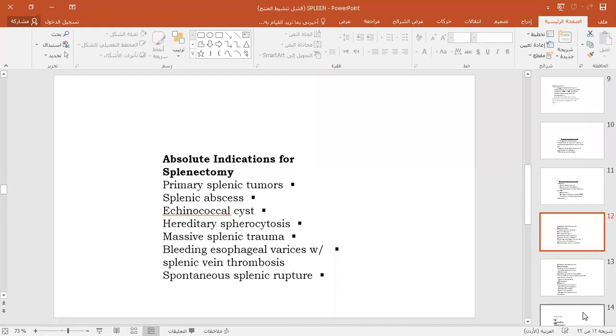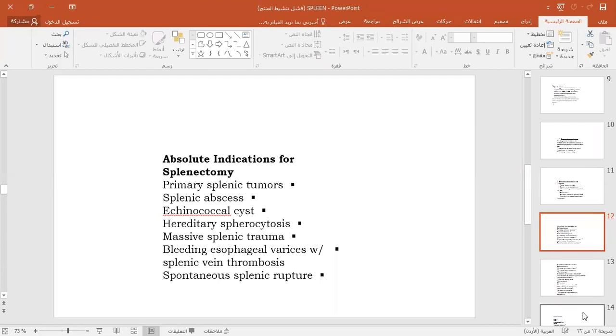We said the most common site is liver, about 70 to 75%. And the second most common site is lung. And the spleen can be involved when it is multiple hydatid. The spleen is involved in hydatid disease.